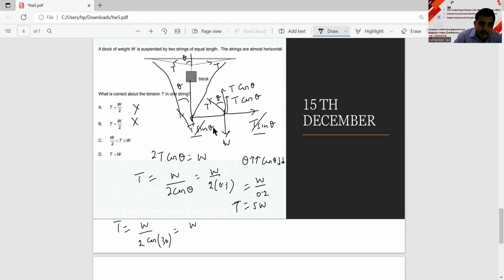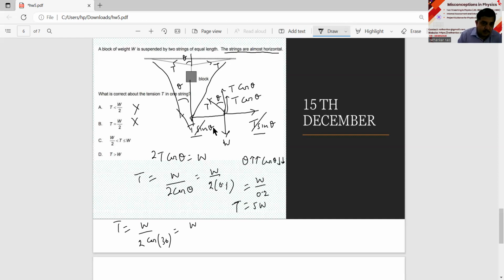Can it become 90? Can it become 0? It cannot become 0. It says strings are almost horizontal. So therefore there is a possibility that T can lie between W by 2 and W. So T can be greater than W by 2, definitely. But it can also be less than or equal to W. You can state this. But if you look at this, the strings are almost horizontal.